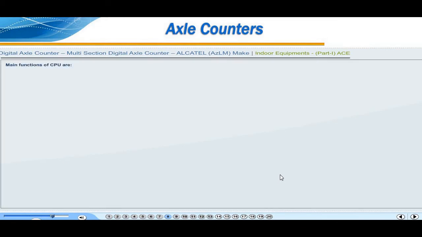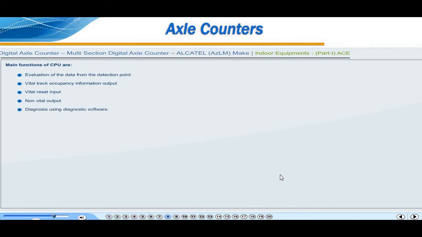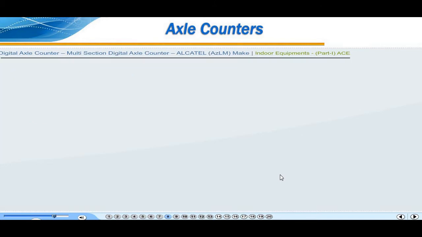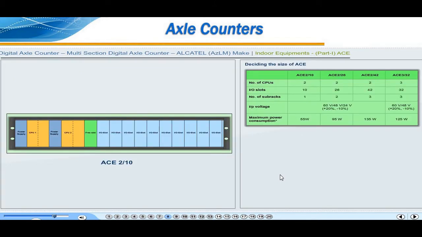Main functions of CPU are evaluation of the data from the detection point, vital track occupancy information output, vital reset input, non-vital output, diagnosis using diagnostic software, self-test, deciding the size of ACE.